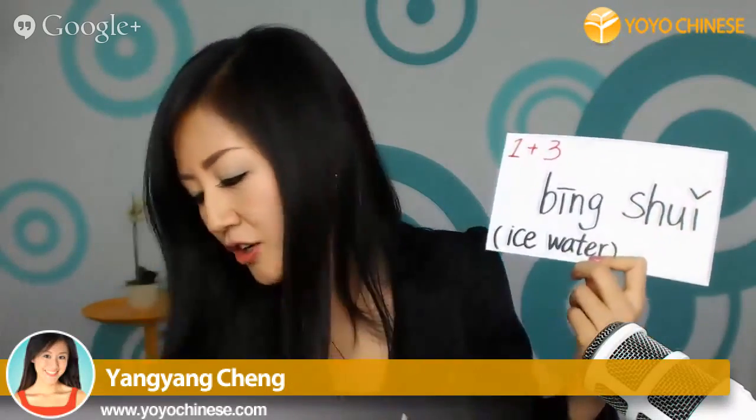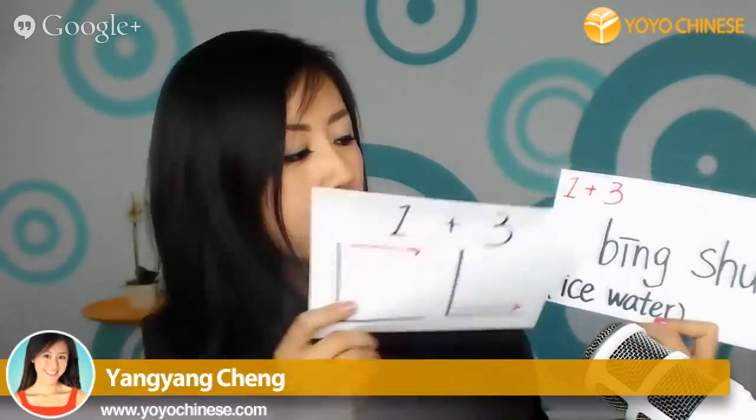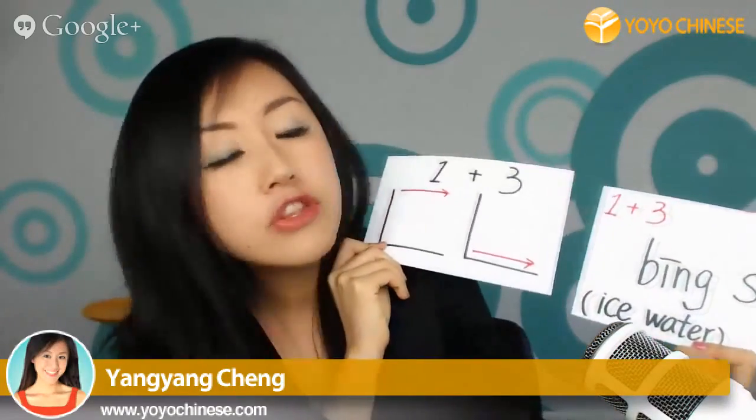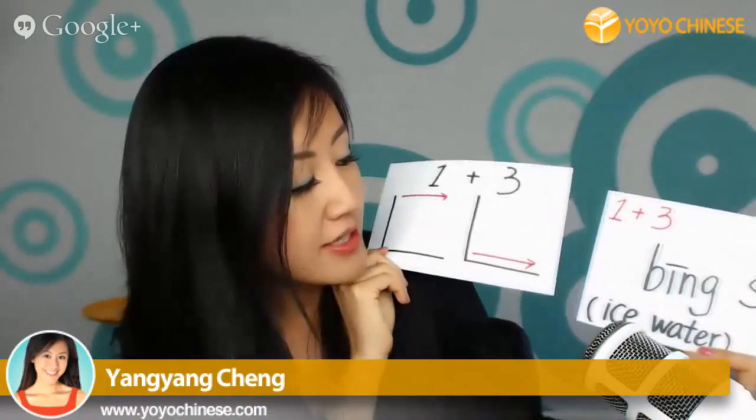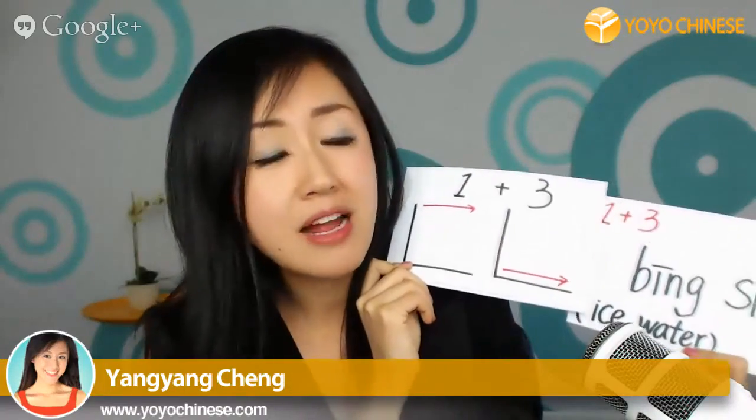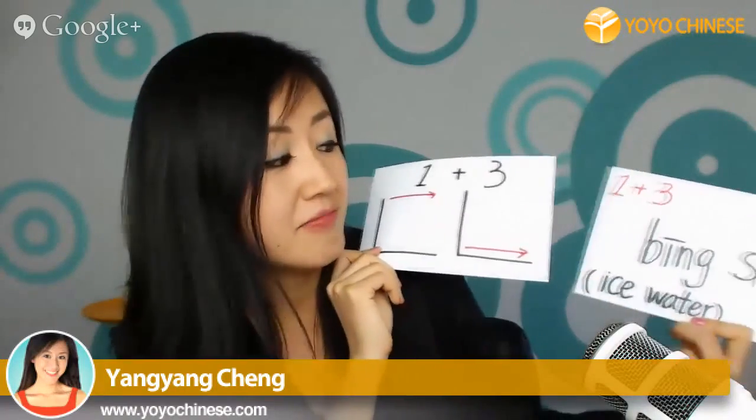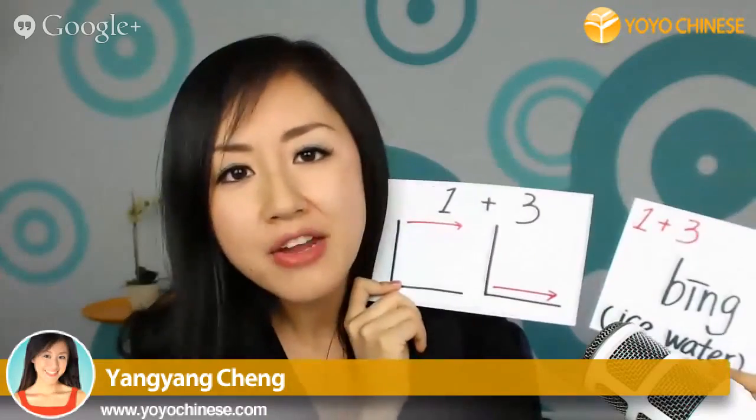So you say, why does it look like this? Because the third tone is actually a low flat tone, right? The third tone is a very unique one because when it is pronounced by itself, it's a bouncing tone. But don't worry about that. For now, just remember the third tone looks like a V sign, okay? So the third tone is a V sign instead of a little flat tone.